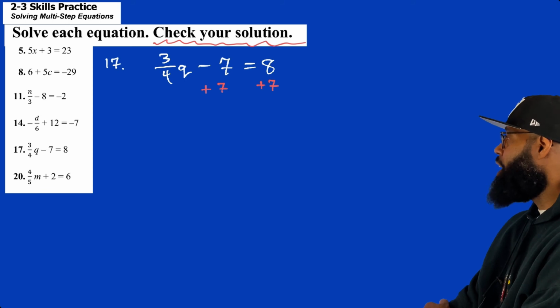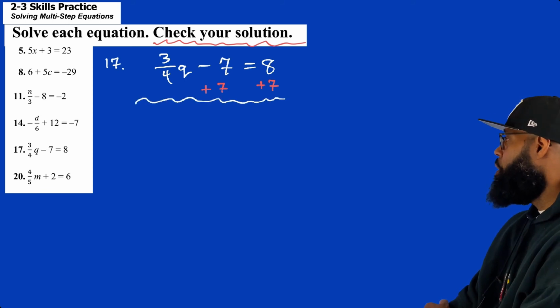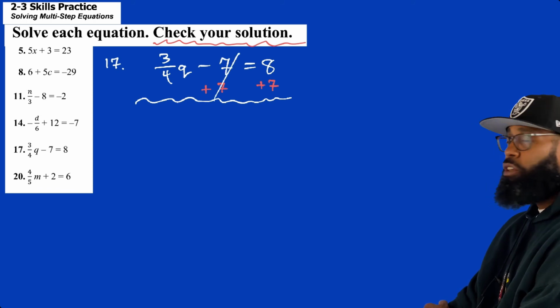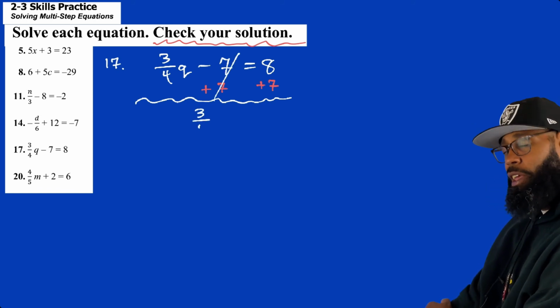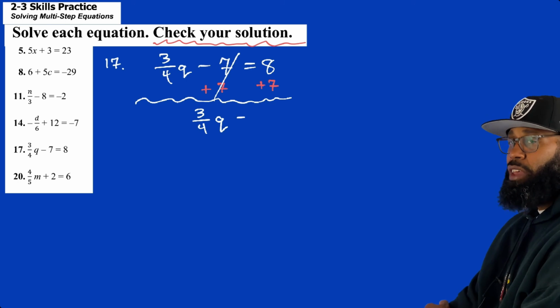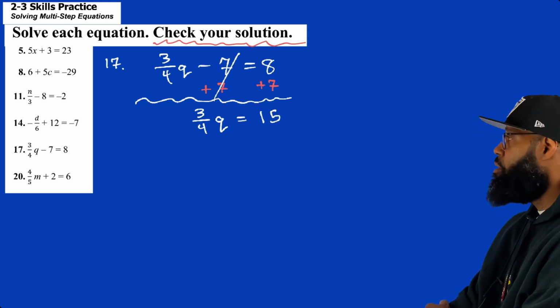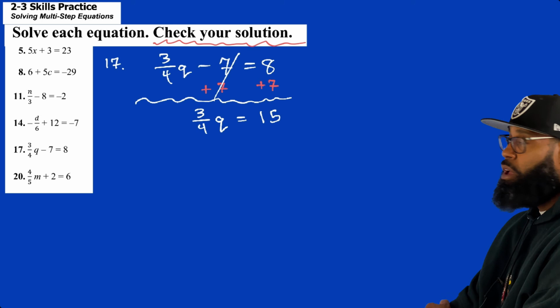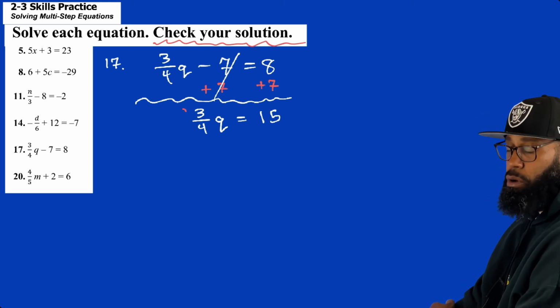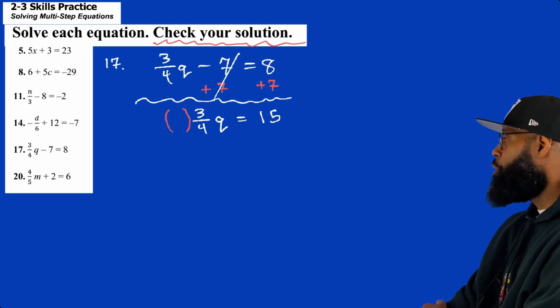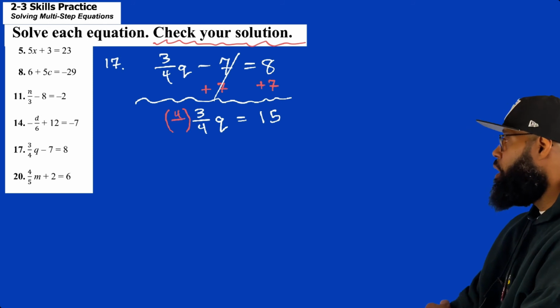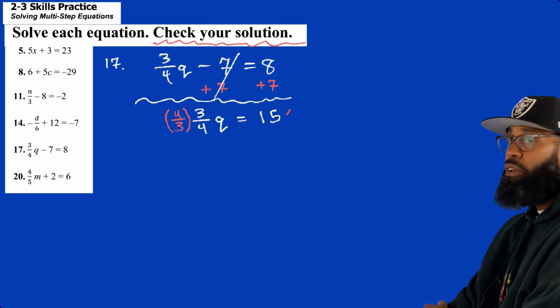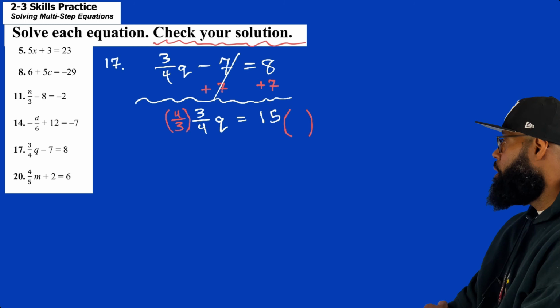But how do I now take care of the 3/4 cube? Well, the Q is not in the numerator, it's not in the denominator, it's hanging on the edge. So it's like 2 times Q or 5 times Q, but it's 3/4 times Q. So guys, we're going to use what's called the reciprocal. We're going to multiply both sides by the reciprocal of 3/4, which is 4/3. Just flip it.